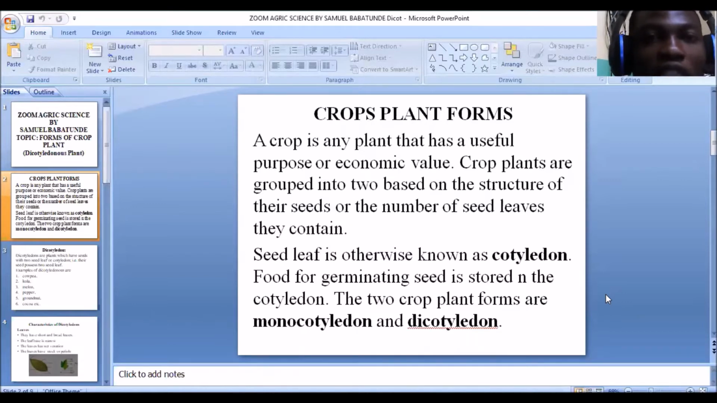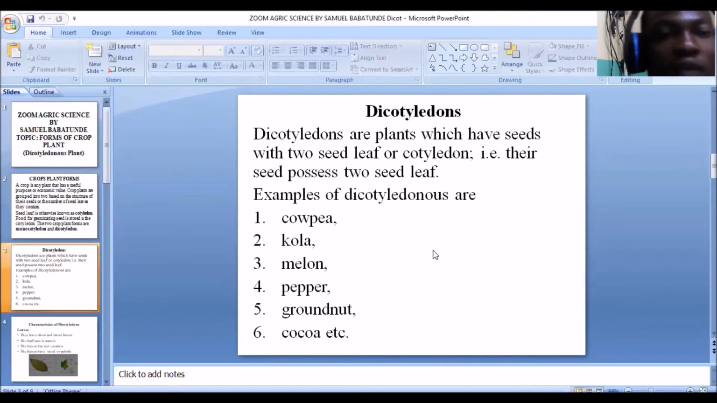Some have just one seed leaf and we call them the monocotyledon, and some have two seed leaves, we call them the dicotyledon. And for today's class, we'll be dealing more with the dicotyledonous plants, because we've talked about the monocot plants in the previous class. Now, what are dicot plants? Like I told you earlier, when you hear the word dicotyledon, just divide it into two, the di and the cotyledon. The cotyledon here simply means the seed leaf. Then the di here simply means two.